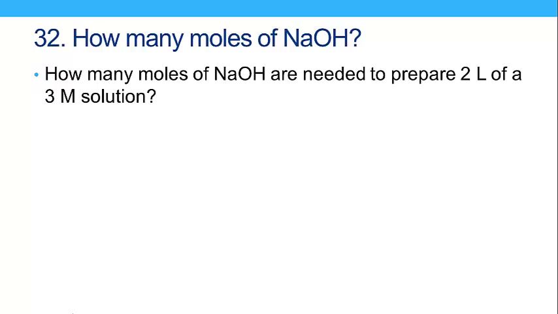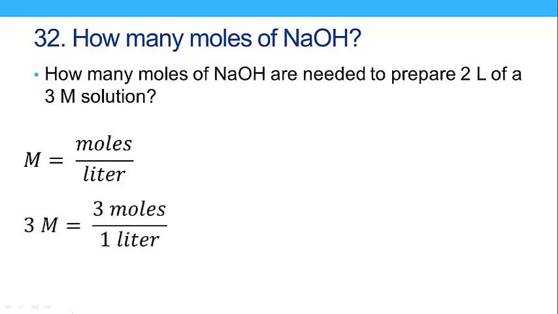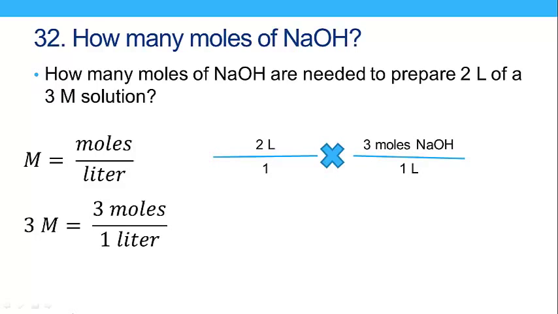How many moles of NaOH are needed to prepare 2 liters of a 3 molar solution? So molarity is moles per liter. So if my molarity is 3, that must mean I have 3 moles per liter. So in order to prepare 2 liters, I need to put liters on bottom to cancel. And I know that I have 3 moles in 1 liter. So whenever we solve this, we get 6 moles of NaOH.